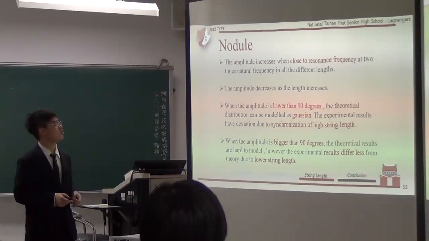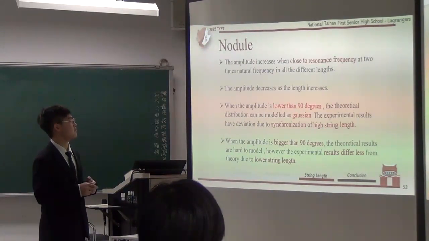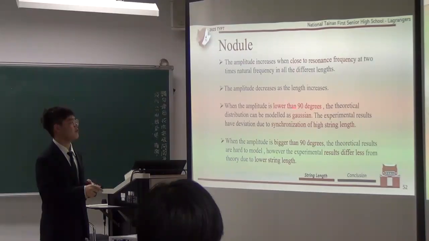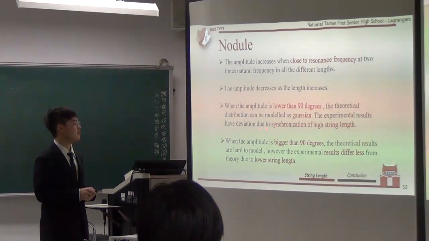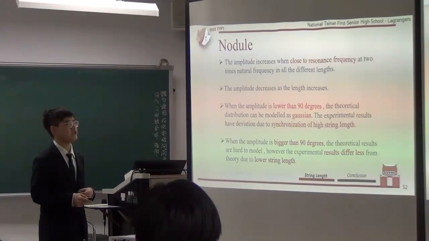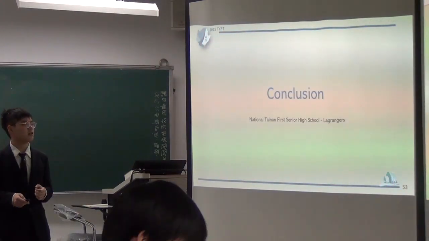So this is the summary. The amplitude increases when close to the resonance frequency, and the amplitude decreases as the length increases. When it's lower than 90 degrees, it can be modeled as Gaussian, and the experimental results have deviation due to synchronization. When it's bigger than 90 degrees, the results differ less from the theory due to a lower string length. So this is the conclusion.